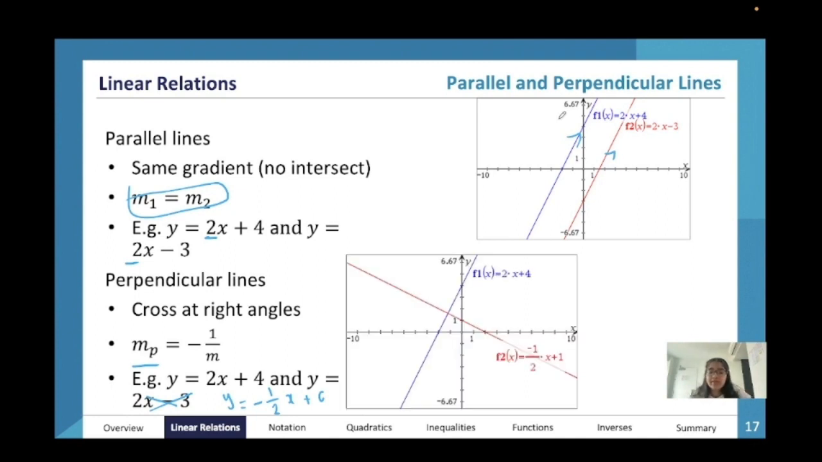Here, perpendicular lines. This is the perpendicular line, negative a half x plus 1. This is our original line, 2x plus 4. And we need to be aware that they intersect at right angles to each other. So really, really important concepts, and you'll be asked to apply these concepts this year, in 1-2 methods and in 3-4 methods.